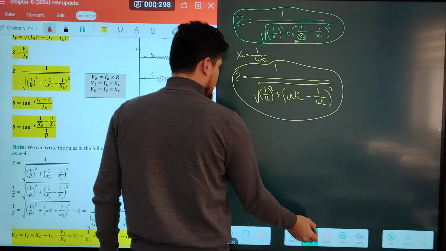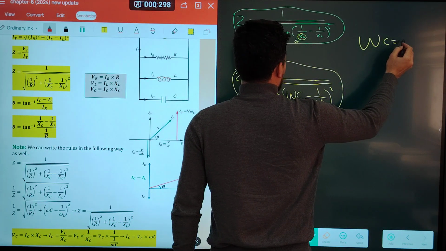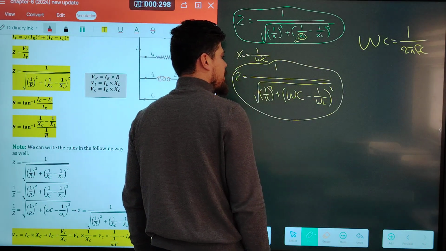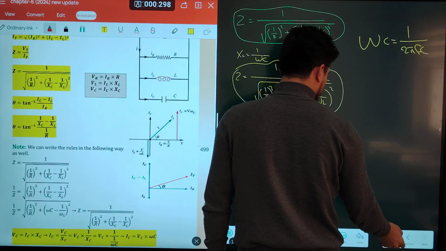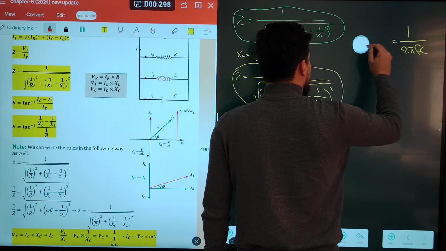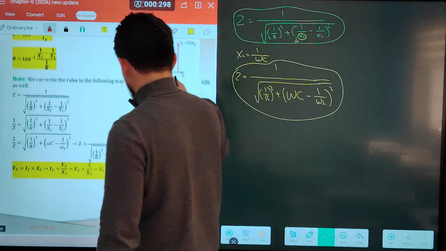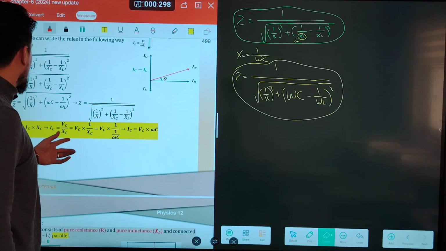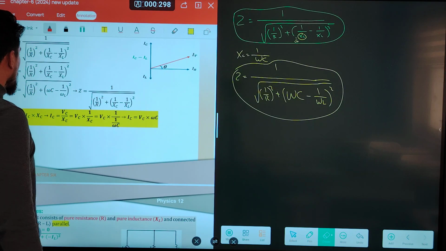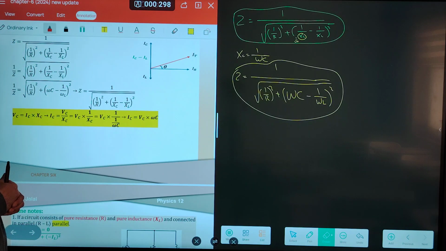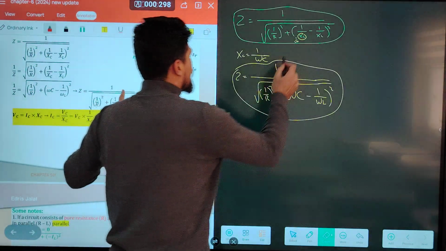Guys, you know that omega C is equal to 1 over 2 pi fC, because omega is equal to 2 pi f. It is not necessary to write down, because XC is equal to 1 over 2 pi fC and XL is equal to 2 pi fL. You can replace from this equation.